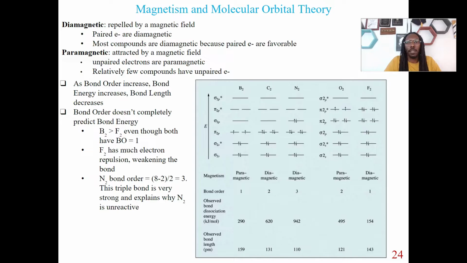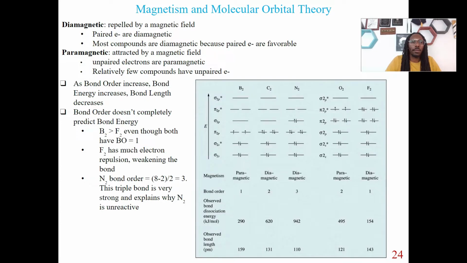Essentially, if you're diamagnetic, you're going to have paired electrons, right? One going up, one going down. So most compounds are actually going to be diamagnetic because we understand that, right? They like to be paired, right? It's more favored to be a paired electron.